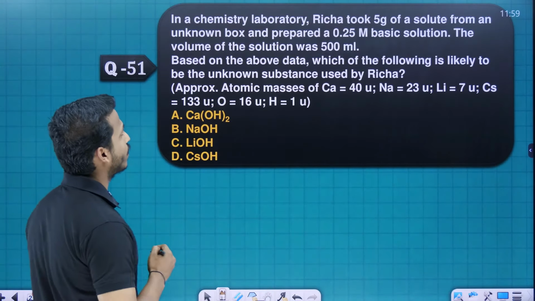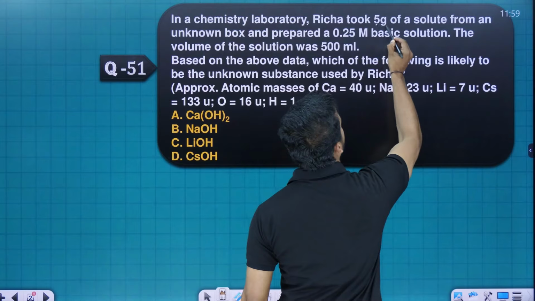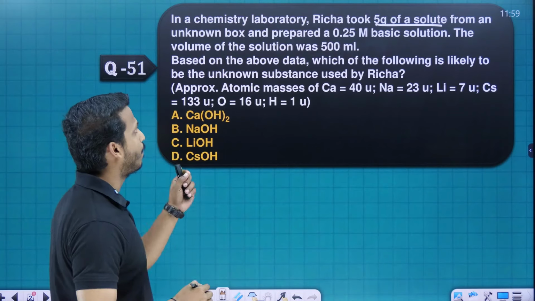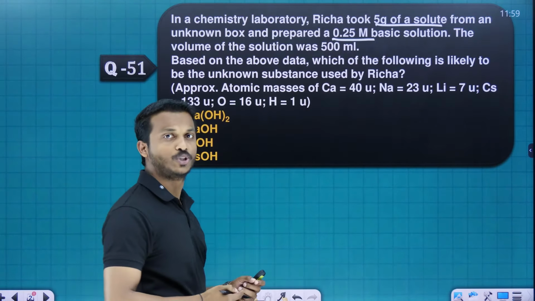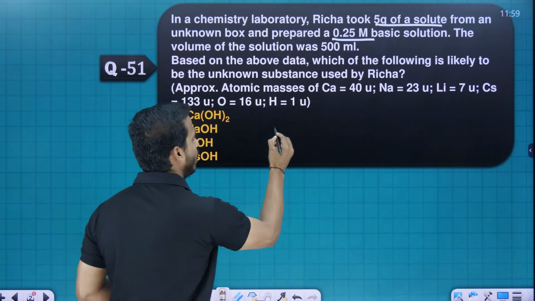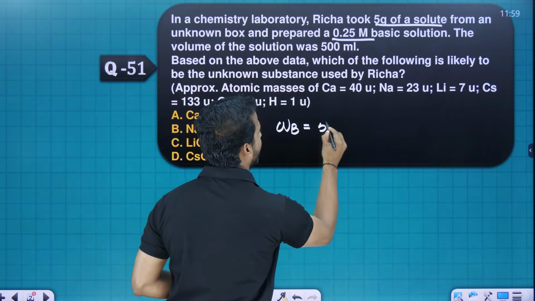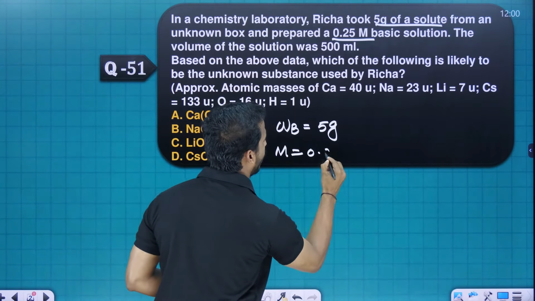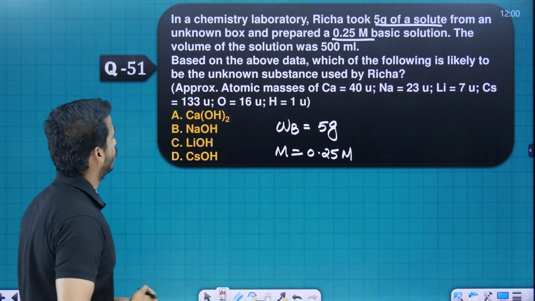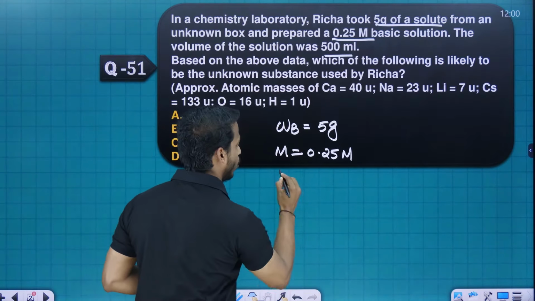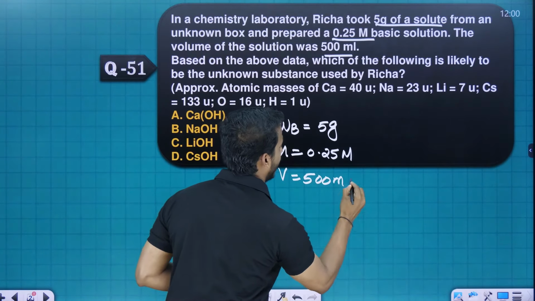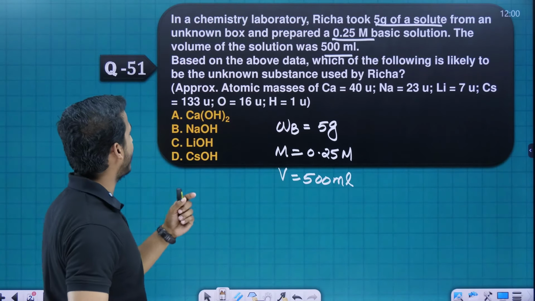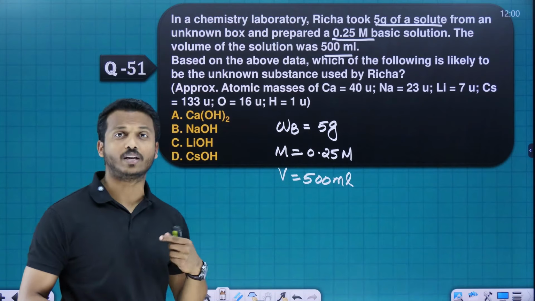Question number 51. In a chemistry laboratory, Richard took 5 gram of solute from an unknown box and prepared a 0.25 molar basic solution. So they gave the weight of solute, right? So the weight of solute is WB. It is given as 5 gram. And the molarity is already given, that 0.25 molar basic solution. The volume of the solution was, so volume is also given, it's around 500 ml, ready? Based on the above data, which of the following is likely to be the unknown substance used by Richard?